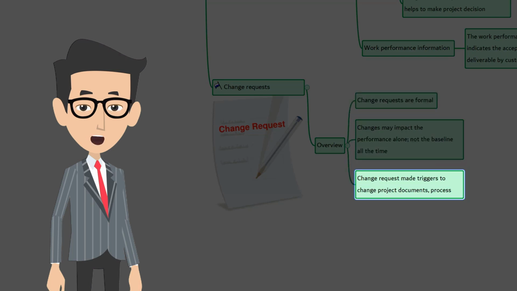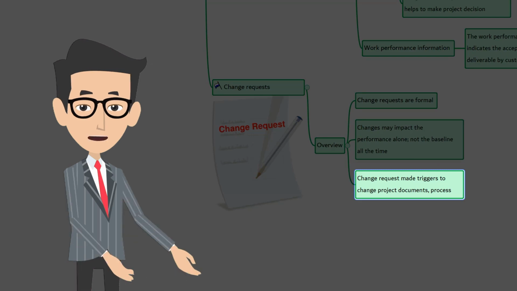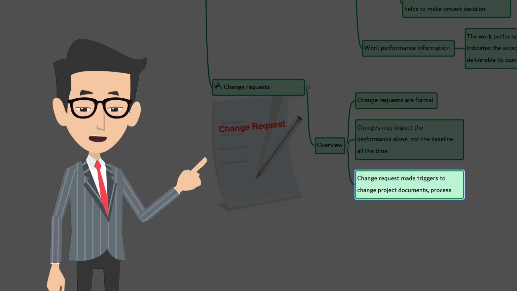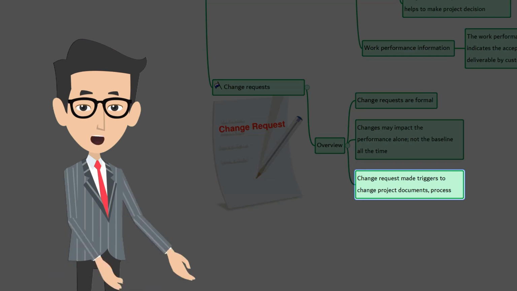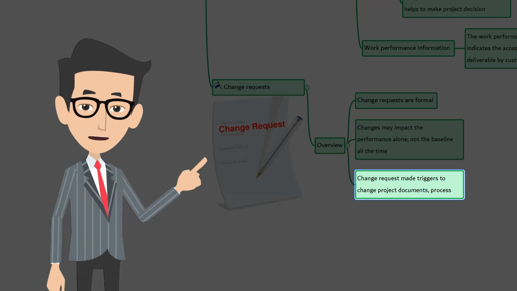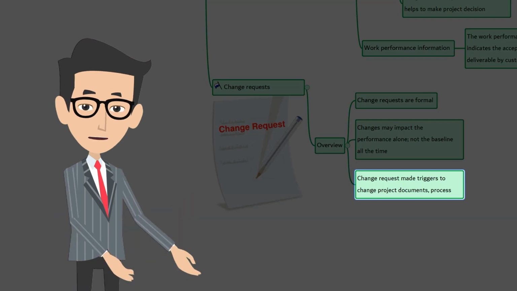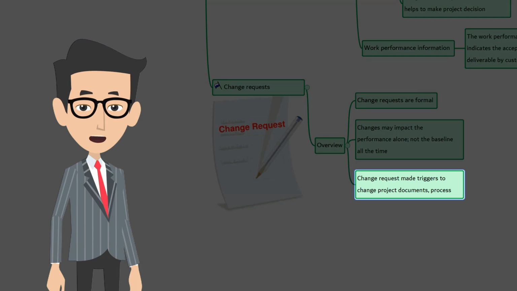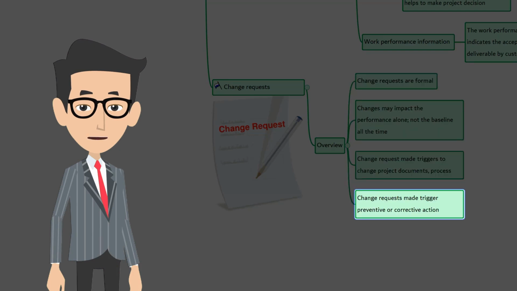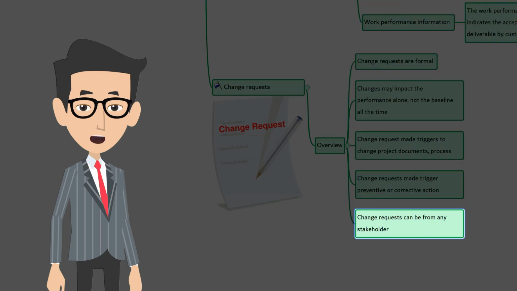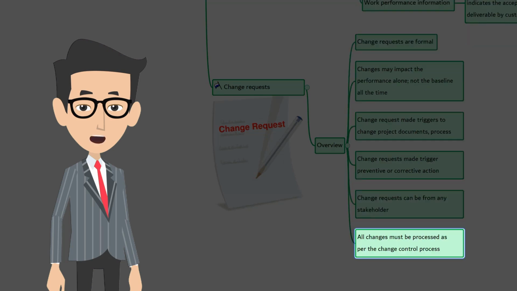Also, change can be raised when issues were found or anything to be improved or anything to be modified in the project. This could result in modifying project policies or procedures, project or product scope, project cost or budget, project schedule, quality of the project or product results. A change request may trigger preventive or corrective action to avoid the negative impact later in the project. Any project stakeholder may request for a change. Every change request must be processed as defined in the change control process.